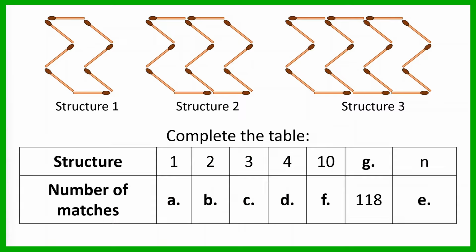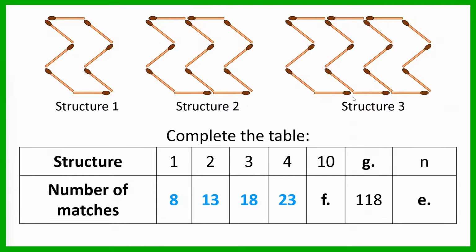The second question is we need to complete this table. We first need to fill in A, B, C, and D, which are the number of matches in the first 4 structures. So here you can just use what you can see in the diagrams. So for A, the number of matches is going to be 8. And then for B, the number of matches is going to be 13 because we added an extra 5. For C, the number of matches is going to be 18. And then for D, the number of matches is 23 based on the structure that we drew.